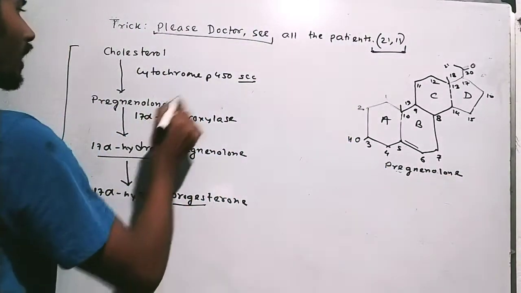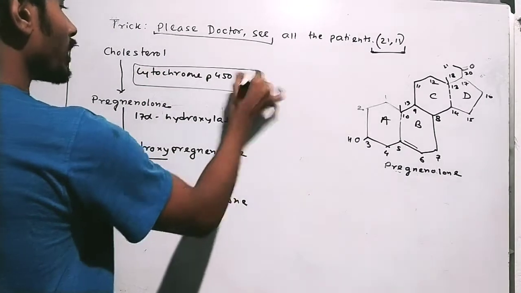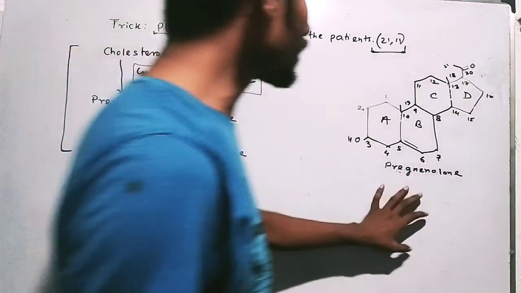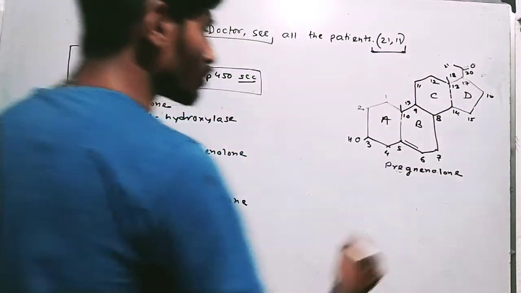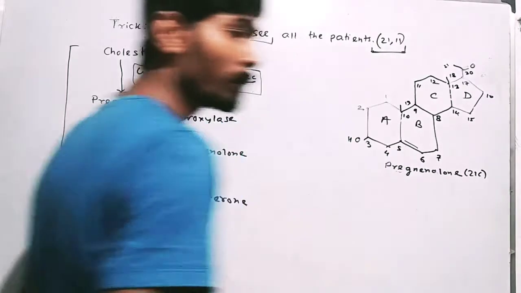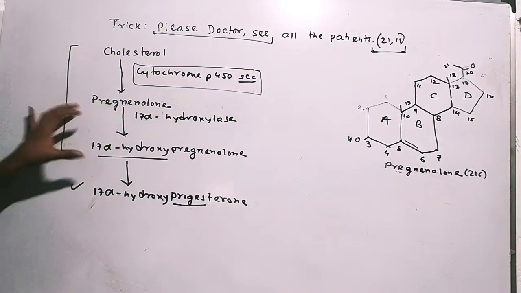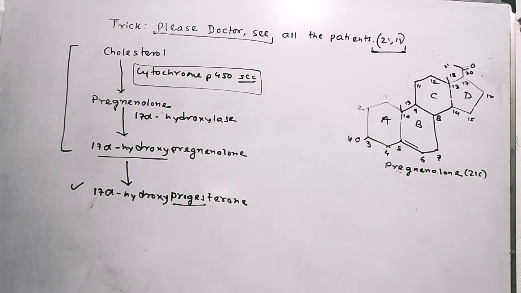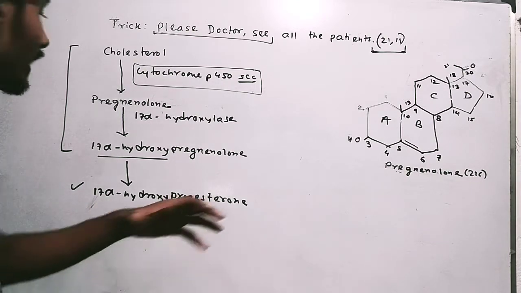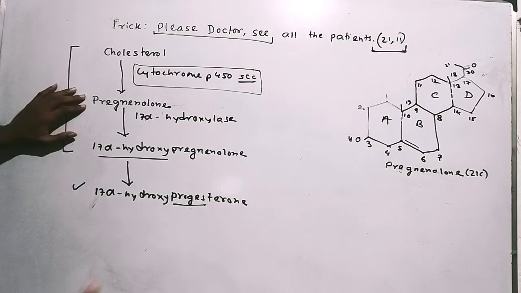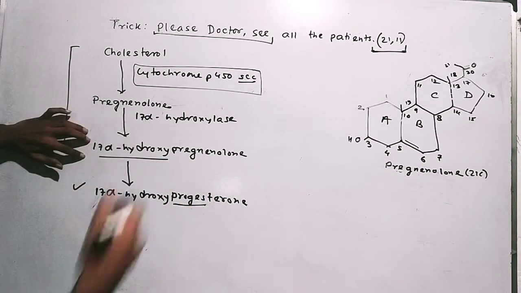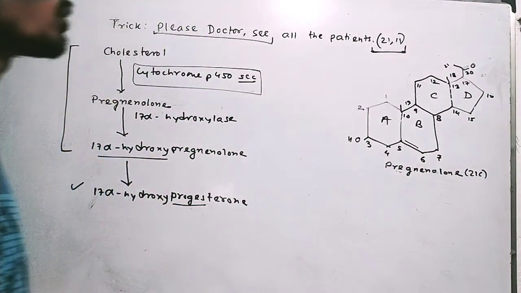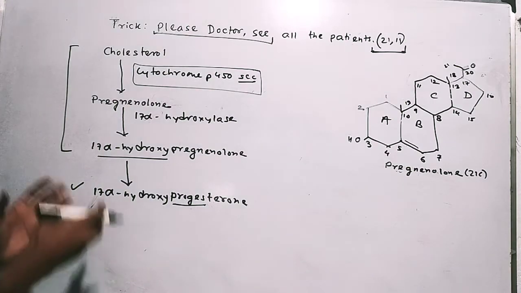This enzyme is present in the mitochondria, as I said earlier. Pregnenolone is a 21 carbon compound. Pregnenolone was converted to progesterone by the enzyme 3-beta-HSD, but here the pregnenolone is first converted to 17-alpha-hydroxypregnenolone by the enzyme 17-alpha-hydroxylase.